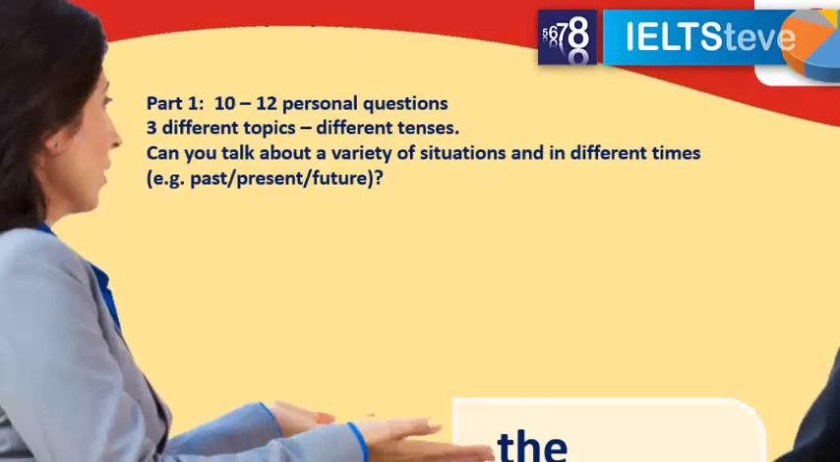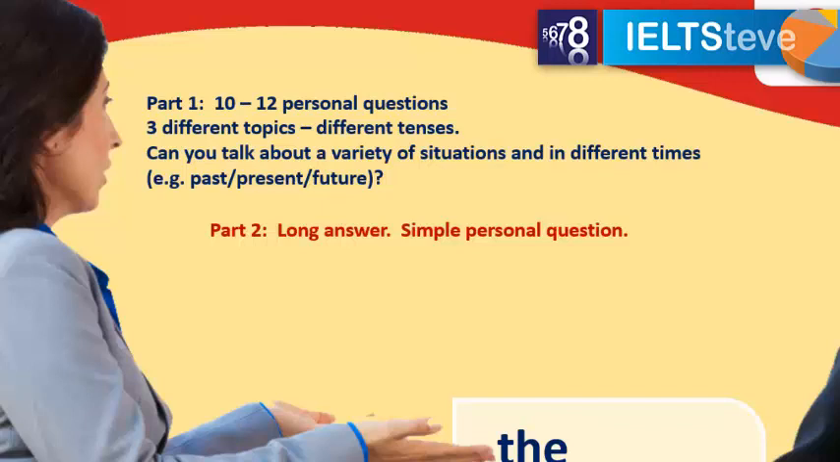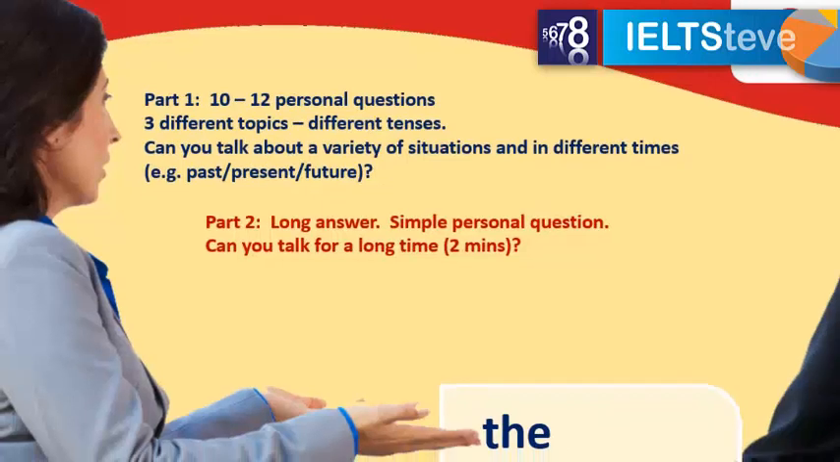Now, in part two, it's very different. Although the question is quite similar to part one, it's also a personal question. It's also quite simple, but your answer is very different. You now have to provide a very long, detailed answer for 2 minutes. This is really testing if you can talk for a long time. IELTS wants to know, can the candidate talk for an extended period of time? 2 minutes is quite a long time.